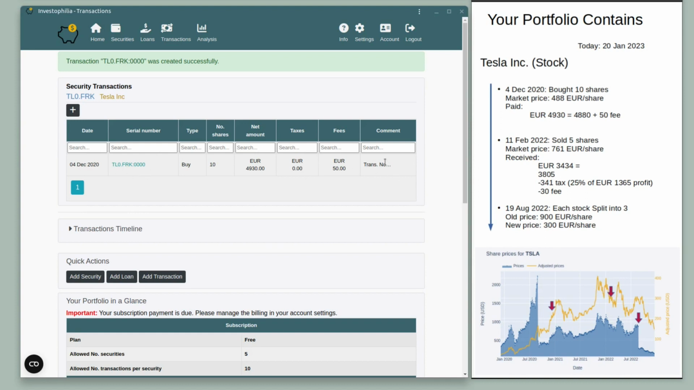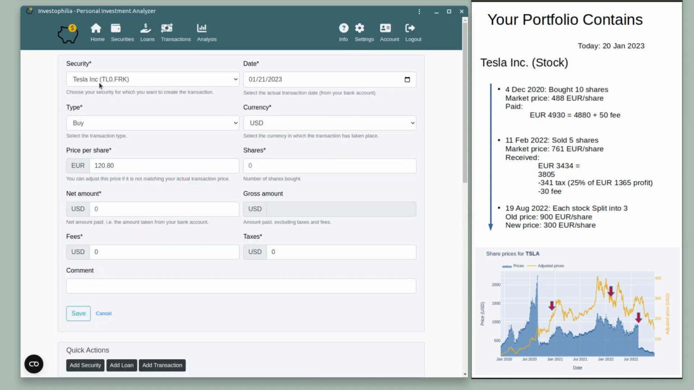Now we see our added transaction here. We see also the comment that we have given. If I hover over it, I see transaction number something. And I click on this plus button again. I choose my security. In this case, it is already chosen. There is only a single security in the list.